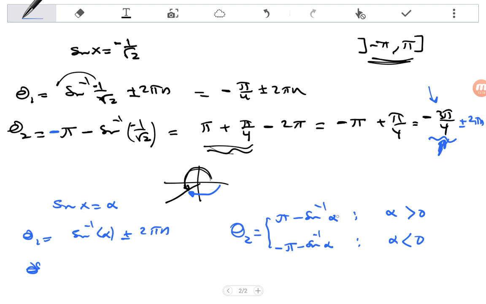If alpha is positive, in this case we'll just say pi minus sine inverse alpha. But if alpha is negative, it's better to express the angle as a negative angle. That's why we say that it is negative pi minus sine alpha in this case. And then we add the multiples of 2 pi as usual. Okay, so I've learned how to deal with equations that are in the form of sine x equal to alpha.